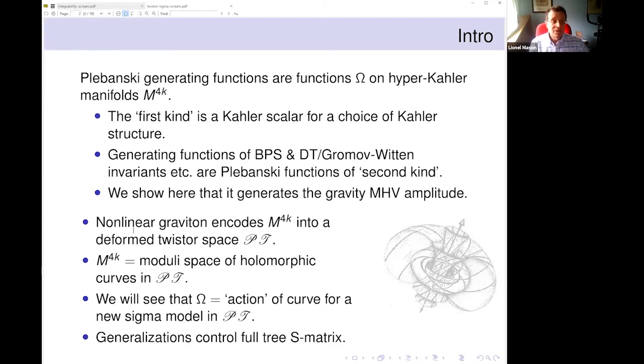And the basic thing is, if you want to study a hyperkähler manifold in terms of its twistor space, the twistor space is a complex manifold of 2k plus 1 dimensions. And twistor theory realizes the hyperkähler space as a moduli space of holomorphic curves in this twistor space. And the key new idea that I'm going to describe in this talk is that the Plebanski generating functions play a special role in this theory, as providing the on-shell action of the holomorphic curves. And so I'm going to introduce a sigma model, a theory of maps from Riemann spheres into twistor space.